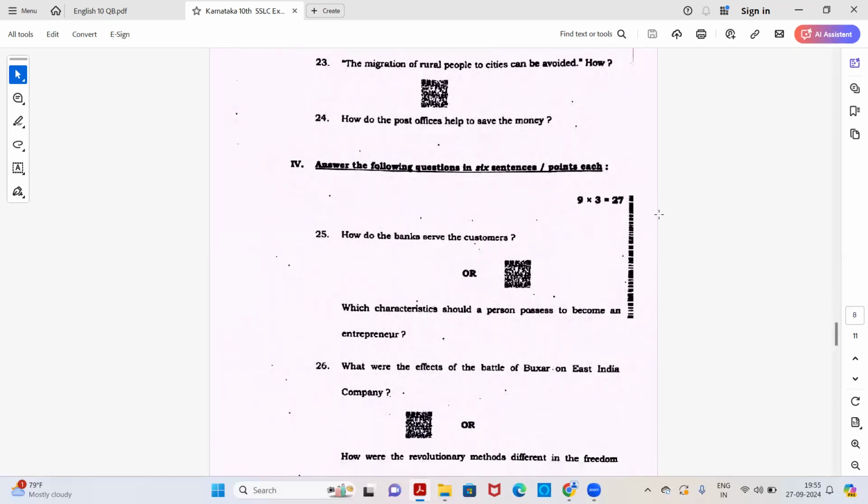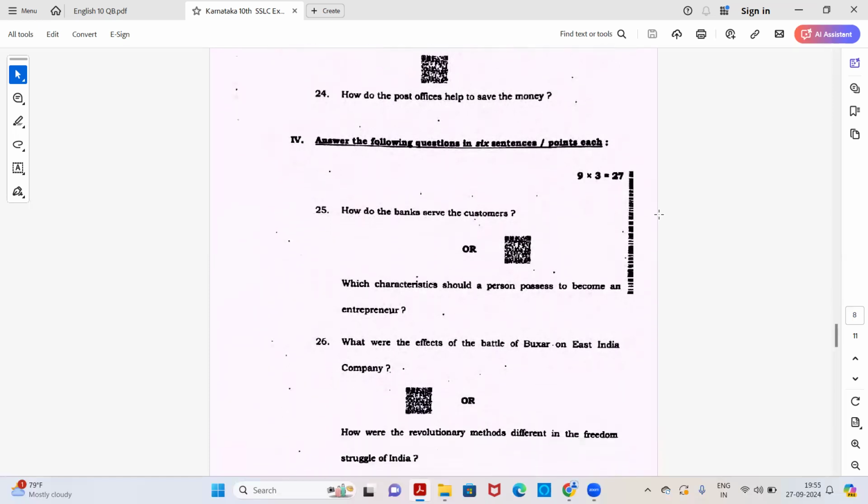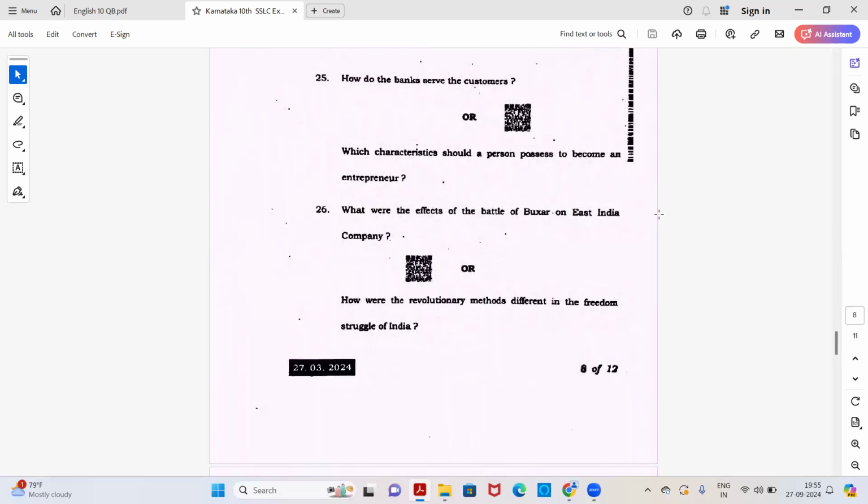Now coming to next main, that is 4th main, answer the following questions in 6 sentences or points each. So here it is of 3 mark each, and you have 9 questions. Okay, so question 25, how do the banks serve the customers? Or which characteristics should a person possess to become an entrepreneur? So it's an optional question. I mean, having 2 questions, anyone which you feel you know the best can be attempted.